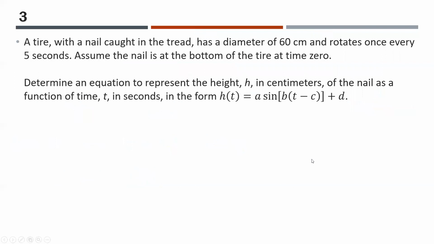Moving on. Question 3. A tire with a nail caught in the tread has a diameter of 60 centimeters and rotates once every 5 seconds. Assume the nail is at the bottom of the tire at time 0. Determine an equation to represent the height h in centimeters of the nail as a function of time t in seconds in the form h(t) = a sin(b(t - c)) + d.